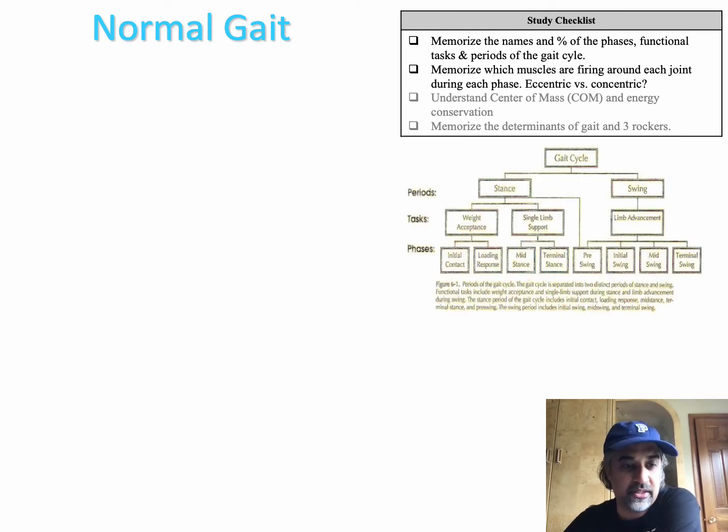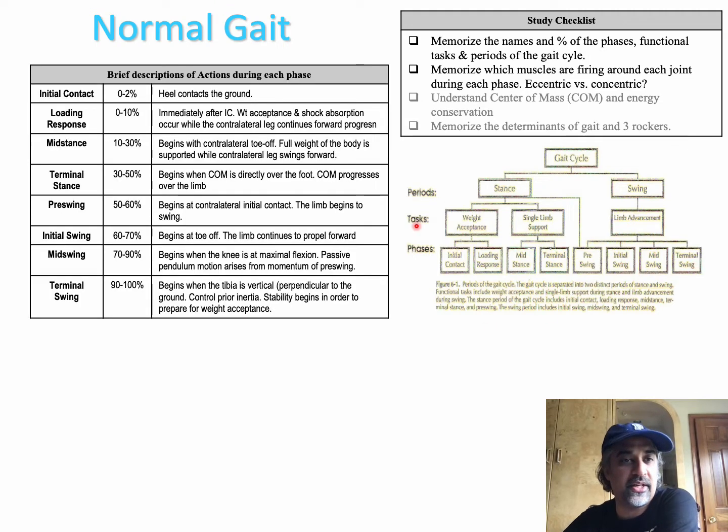So here we can see the gait cycle broken up into stance phase, or they're saying stance period, and swing period. And then the stance phase is broken into tasks here: weight acceptance, single limb support, while the swing phase is pretty much just limb advancement. And then from here you get all the phases: initial contact, loading response, mid-stance, terminal stance, pre-swing, initial swing, mid-swing, and terminal swing. Yes, you have to memorize these.